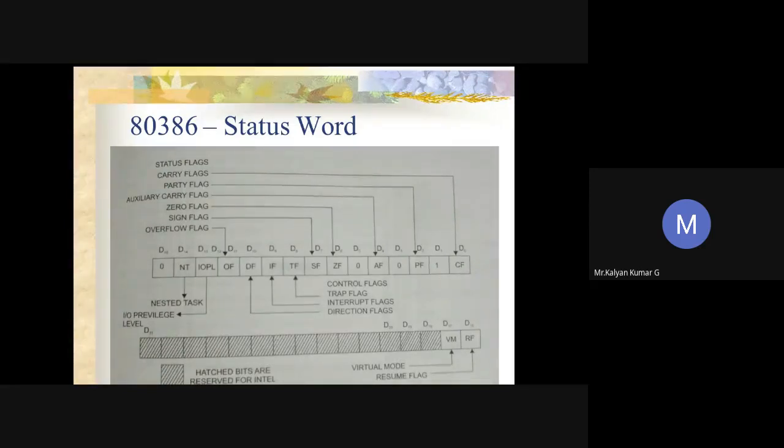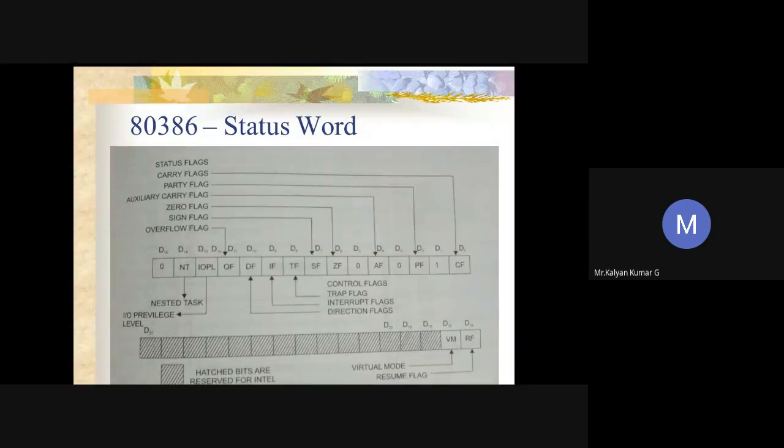The main purpose of this resume flag is to hold off the debug register breakpoints. At the start of each instruction cycle, the status of this resume flag is always checked. If it is 1, any debug fault will be ignored while executing that instruction. If it is 0, no issues. This flag will be automatically reset after execution of the instruction, except for IRET and POPF. For the remaining instructions, after execution, this flag will be automatically reset.